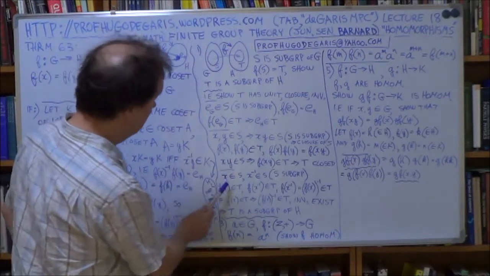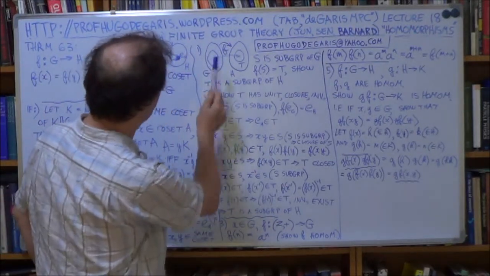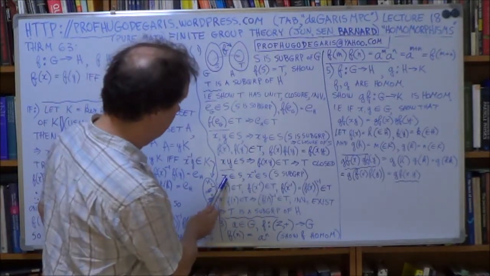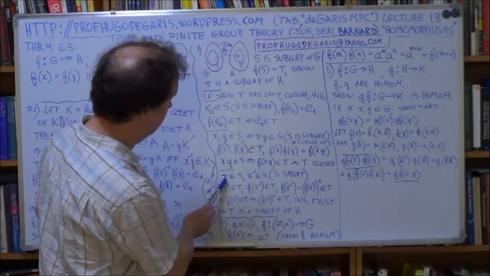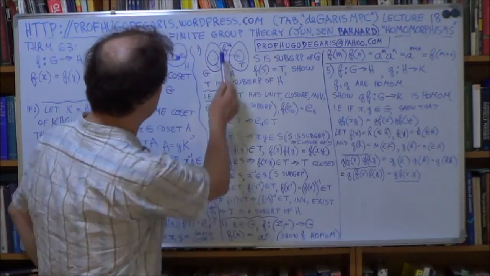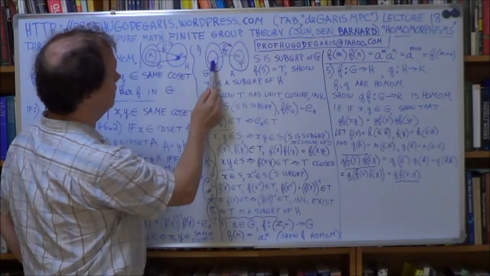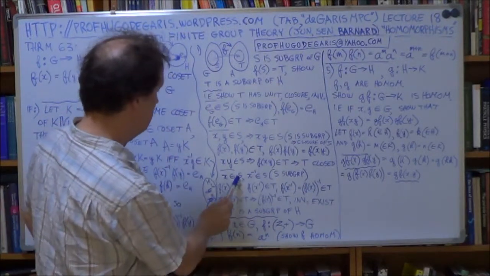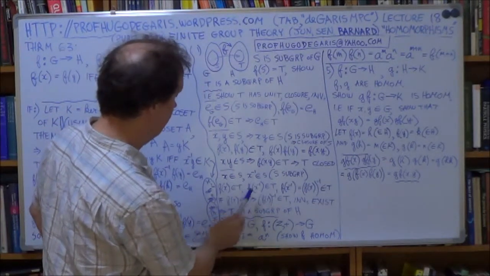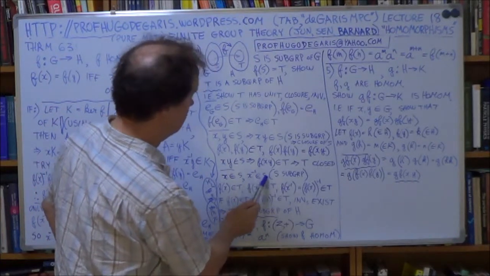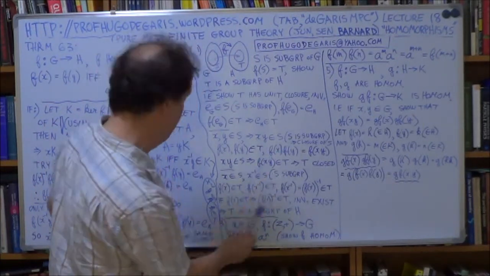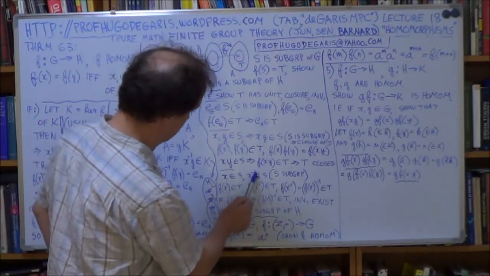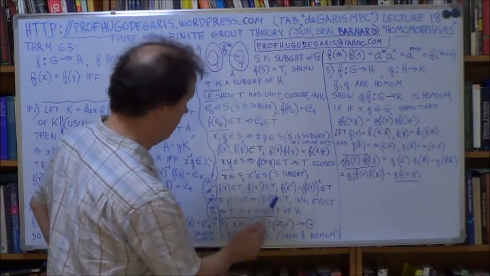Take any element x belonging to S. Now S is a subgroup, so it's a group. Therefore, this x will have its inverse also belonging to S, because S is a group. So this is x, and its inverse will belong to S also. Now, if x belongs to S, f(x) belongs to T. Now, x inverse belongs to S, because S is a subgroup. Therefore, f of x inverse also belongs to T, because this belongs to S.